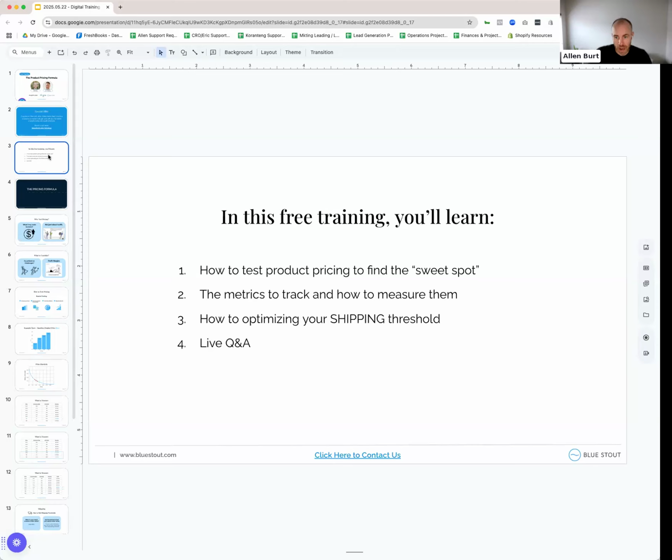So one, we're going to show you how to actually test into that. We're also going to show you the metrics you need to track and how you should be measuring them. And then at the end, we're going to talk a little about shipping thresholds. While that's not necessarily a product pricing conversation, it is a tool you can leverage to increase conversion rates, profits, and AOV. It's definitely a tool we would recommend testing into as well, and we'll talk about how we think about setting shipping thresholds or testing into different ones than what you have right now.